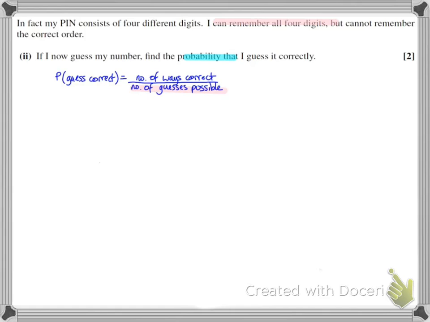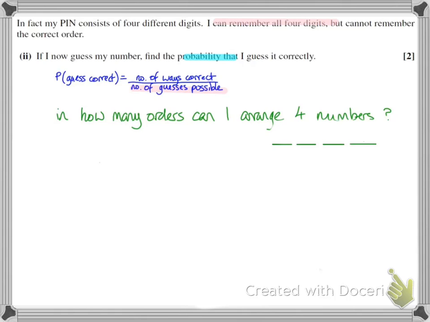With the extra information, there's no longer 10,000 possible guesses. I know the 4 digits that I'm using. So what I really need to know is how many orders can I arrange those 4 digits in. So one way that people might do is to think about the positions and how many choices of digit you've got in each position. You'd have 4 choices for what goes in the first place, and then 3 choices for the second place, 2 for the third, and 1 for the final place.